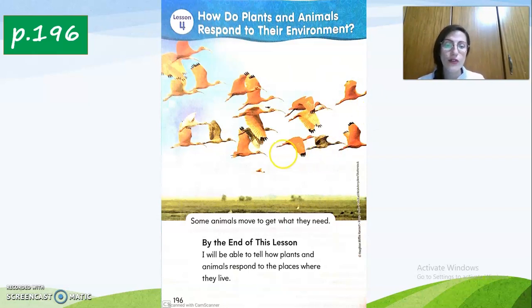Okay, clear so far? Let's read together. Some animals move to get what they need, and that's what we are observing in the picture. These birds are flying away to another place to get the warm weather that they need in order to live, to survive. Okay? By the end of this lesson, I will be able to tell how plants and animals respond to the places where they live. Remember, when we say respond, it means how do they react? What do they do in order to survive? And what do they use in order to survive in their environments? Okay? Clear?